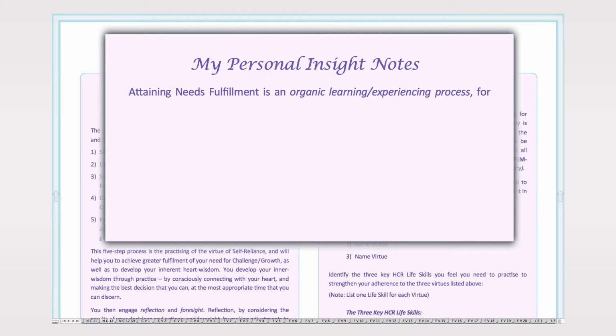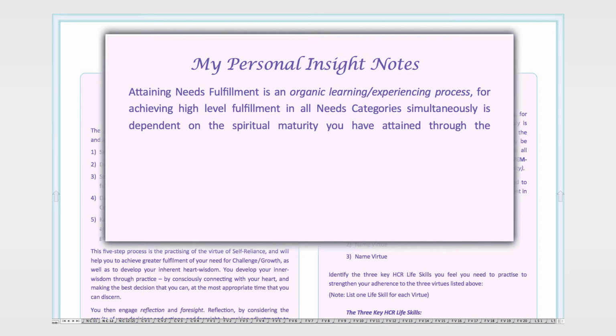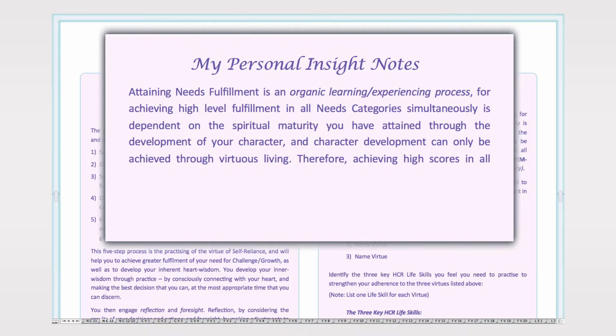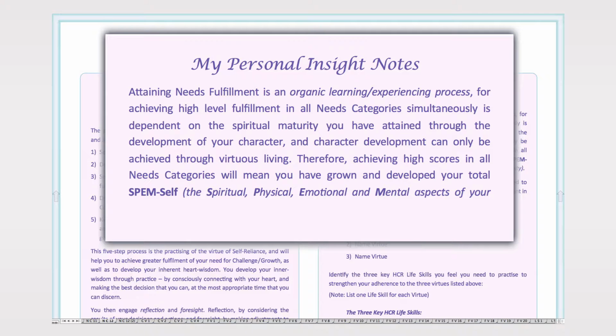Attaining needs fulfillment is an organic learning experiencing process. For achieving high-level fulfillment in all needs categories simultaneously is dependent on the spiritual maturity you have attained through the development of your character, and character development can only be achieved through virtuous living. Therefore, achieving high scores in all needs categories will mean you have grown and developed your total SPEM self, the spiritual, physical, emotional, and mental aspects of your humanity.